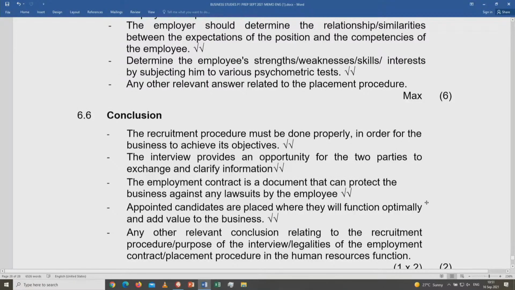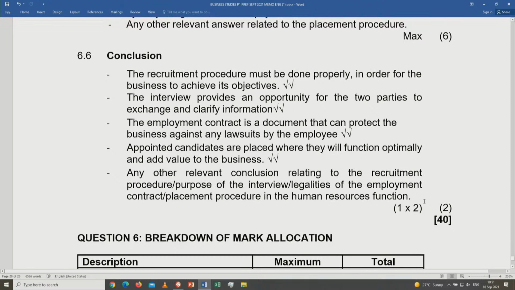And then of course the last one is the conclusion. We come to the conclusion. It's a concluding statement. Look at the first concluding statement, which is awarded 2 marks. The recruitment procedure must be done properly in order for the business to achieve its objectives. You see, it links with the first bullet, which was about recruitment. The interview provides an opportunity for the 2 parties to exchange and clarify information. It's a concluding statement. It also links with the second bullet, which was about the interview. So you see here that even with conclusion, the concluding statements should always also link with the question. That would make it easier for learners to come up with relevant concluding statements. And of course, you will award 2 marks also for any other relevant conclusion related to all the 4 bullets as included in the question.